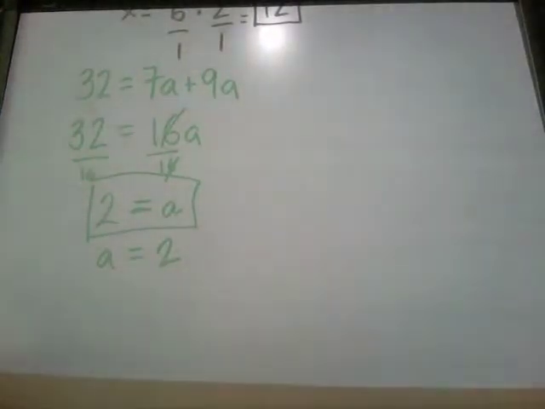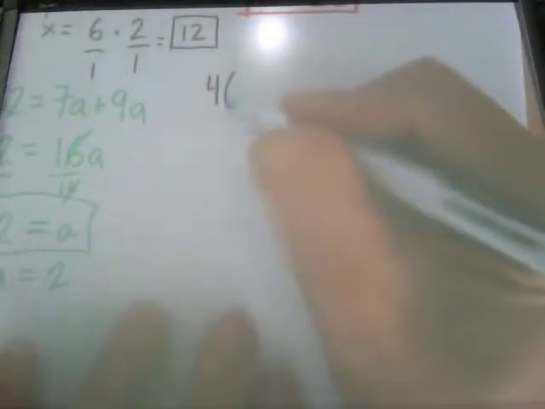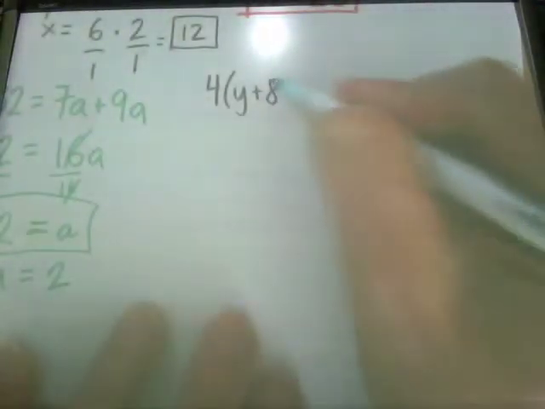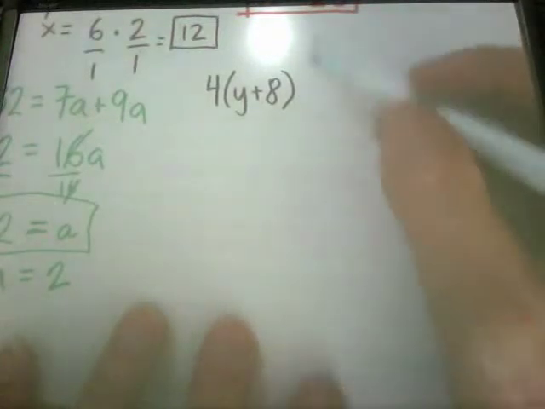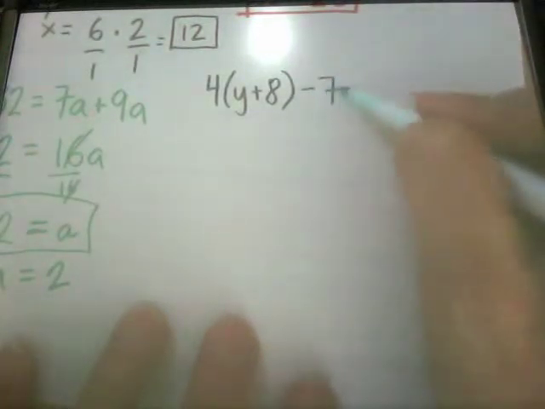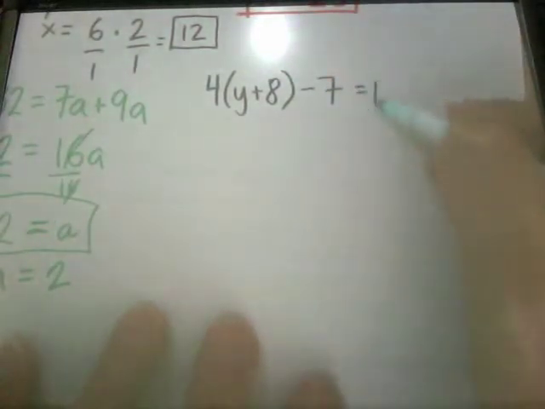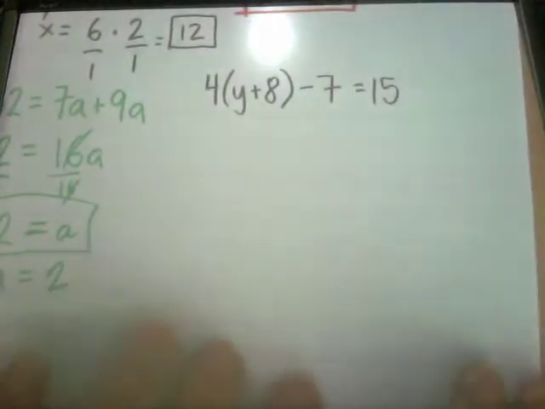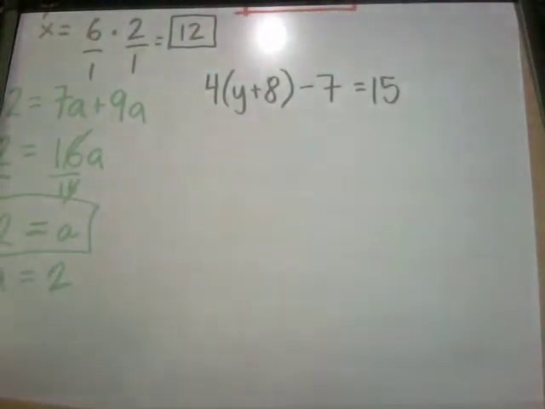Okay, last example. One more and then we're done. Let's combine a bunch of stuff. Why don't we? 4 times y plus 8 minus 7 equals 15. Woohoo. Good times. There's a couple different ways we could solve this. I'll show you 2 ways.